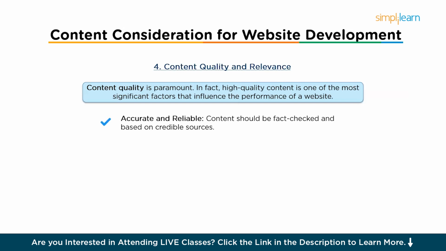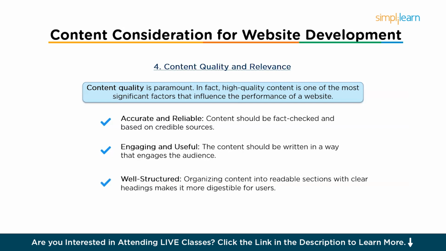The first one is accurate and reliable. Content should be fact checked and based on credible sources. This is especially important for informational or educational websites. The second is engaging and useful. The content should be written in a way that engages the audience and offers them something of value. This could include solving a problem, answering a question, or providing entertainment.